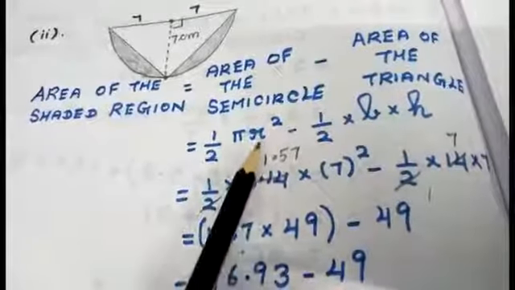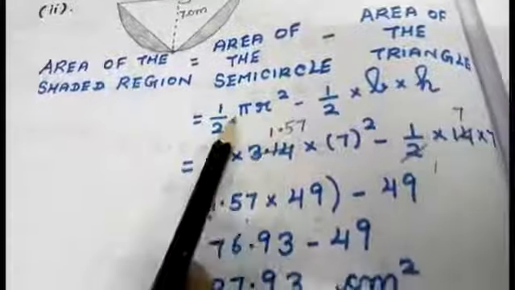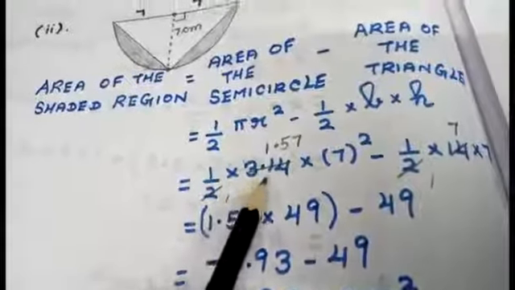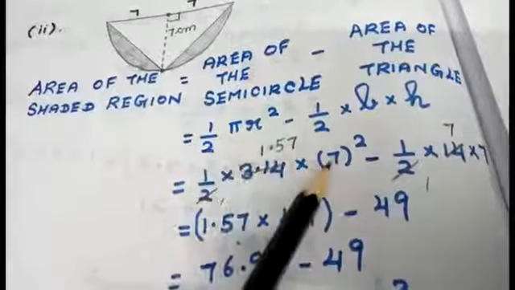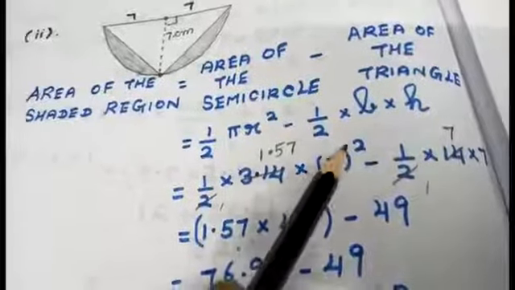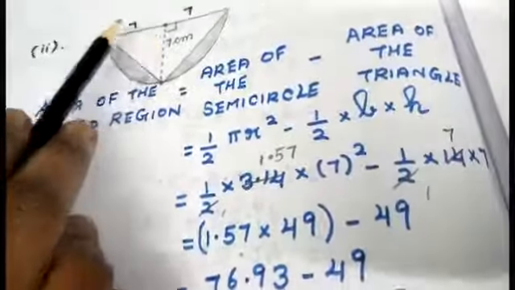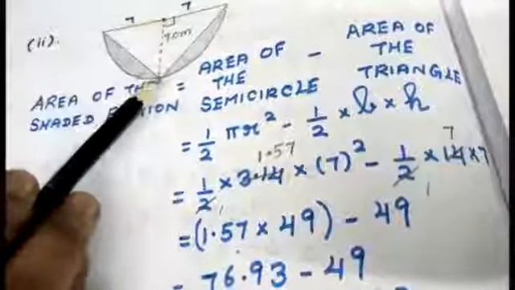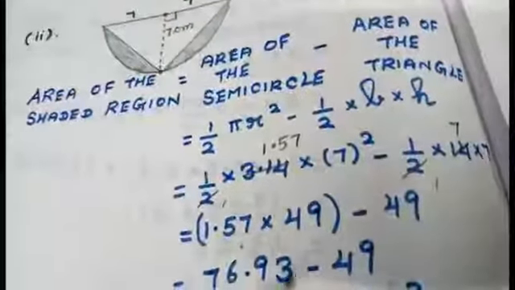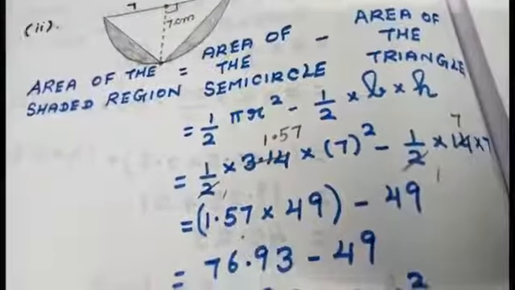In this place, for the semicircle, the pi is going to be 3.14, students, and the radius is going to be 7 centimeter. For the triangle, the base is going to be 14 and the height 7 centimeter. You are going to calculate and find the answer, and your final answer is going to be 27.93 centimeter square.